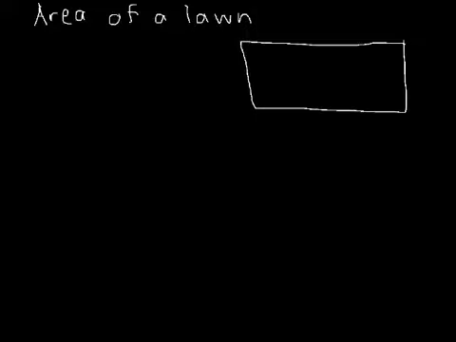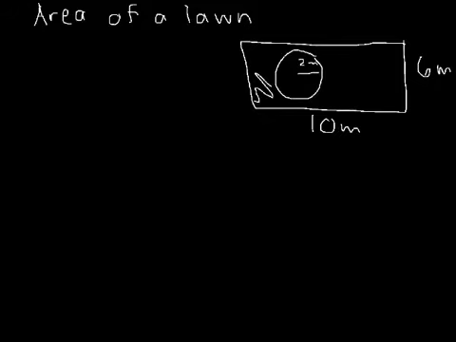So in this problem, we're going to find the area of a lawn. And here's the shape. We have a rectangular yard like this, with a length of 10 meters and a width of 6 meters. And in the middle of this yard, we have a swimming pool with a radius of 2 meters. And what we're trying to find is this shaded area around the outside.